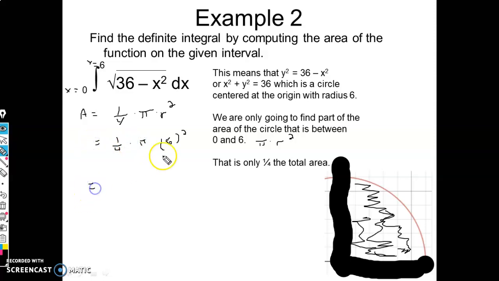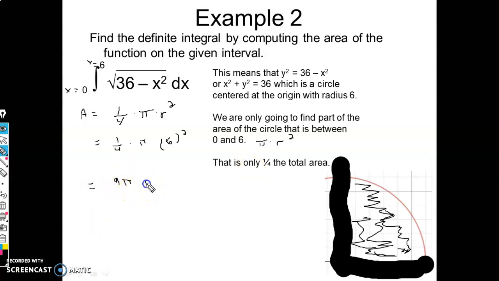6 squared is 36. If we multiply it by a fourth, we get 9. 36 divided by 4 is 9. So the area of this region is simply 9 pi. And if you want to get the decimal approximation, go right ahead. You'd take 9 times 3.14, and it's 27, 28 maybe.